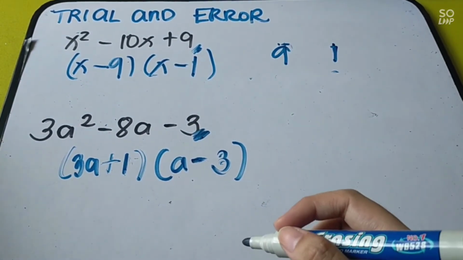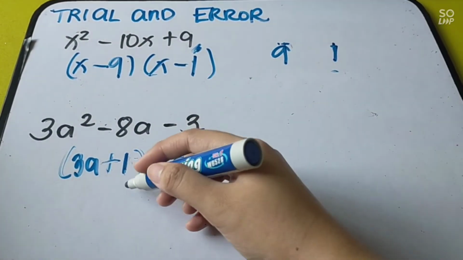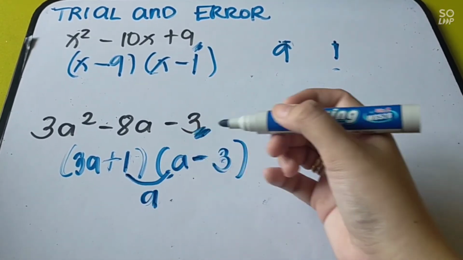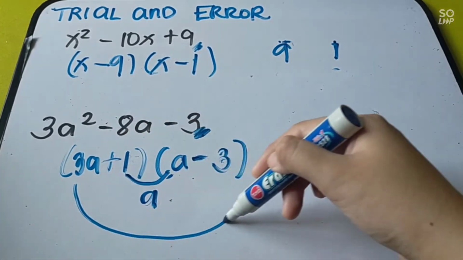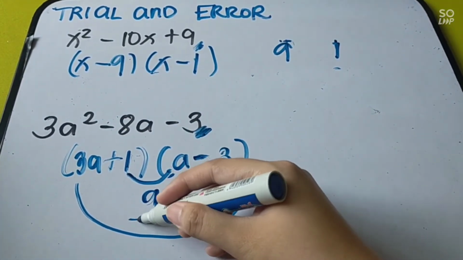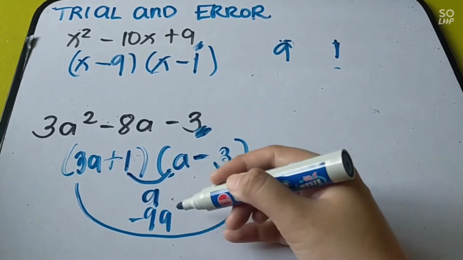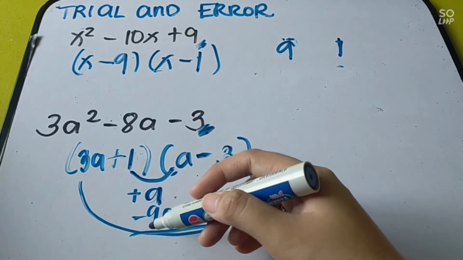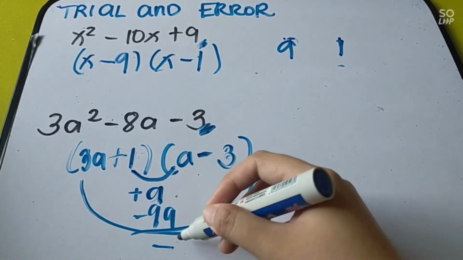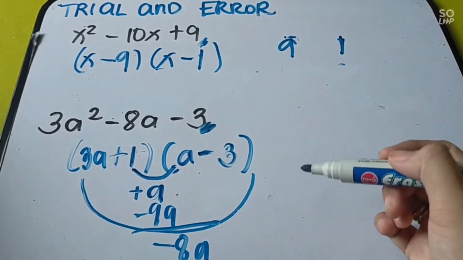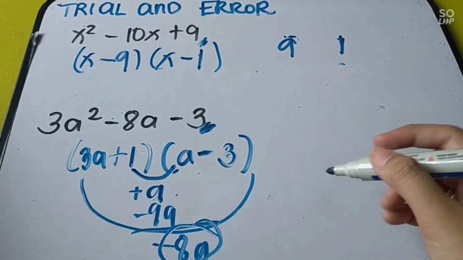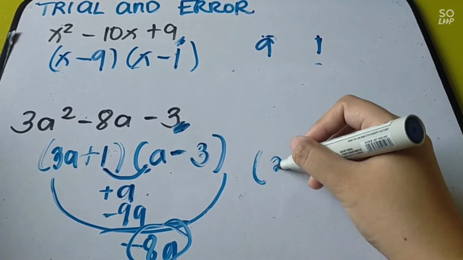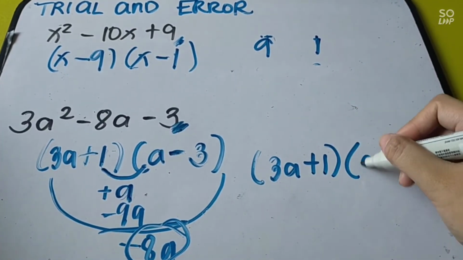So, how will you check if your answer is correct? You will just multiply yung inner tsaka yung outer. 1 times a, ang sagot dyan ay a. If you multiply 3a times negative 3, ang sagot dyan ay negative 9a. If you are going to subtract this one, this is positive a minus 9a, ang sagot dyan is negative 8a. Lumabas ba yung gitna? Yes, lumabas. So, therefore, your answer is correct. Diba? Ang swerte natin, nakuha natin agad yung tamang factors. So, the factors are 3a plus 1 times a minus 3.